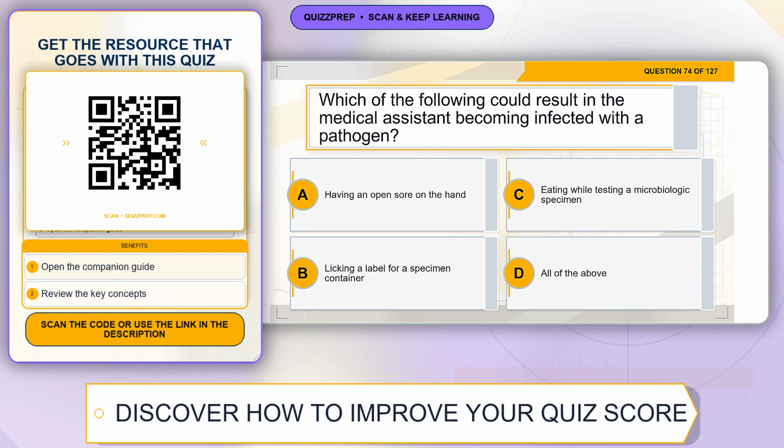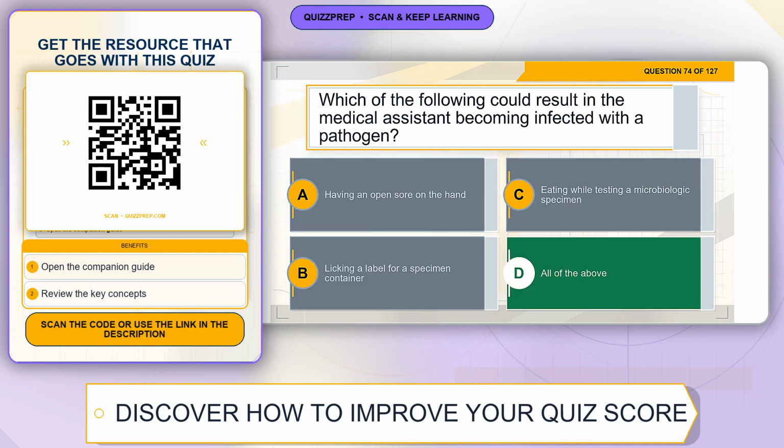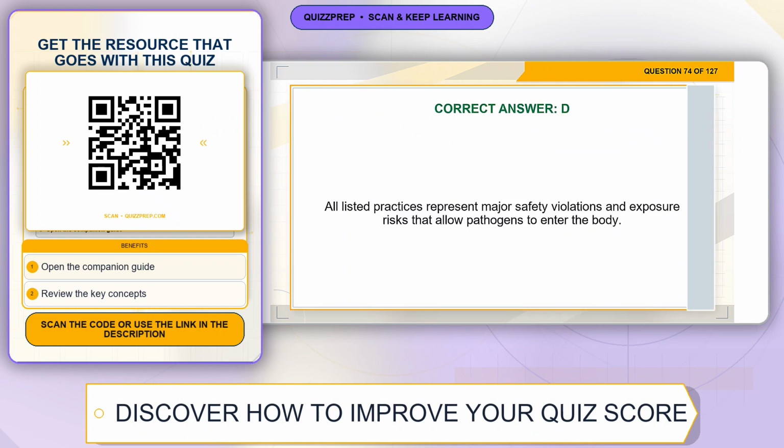Question 74. Which of the following could result in the medical assistant becoming infected with a pathogen? Option A, having an open sore on the hand. Option B, licking a label for a specimen container. Option C, eating while testing a microbiologic specimen. Option D, all of the above. The correct answer is option D, all of the above. Explanation. All listed practices represent major safety violations and exposure risks that allow pathogens to enter the body.